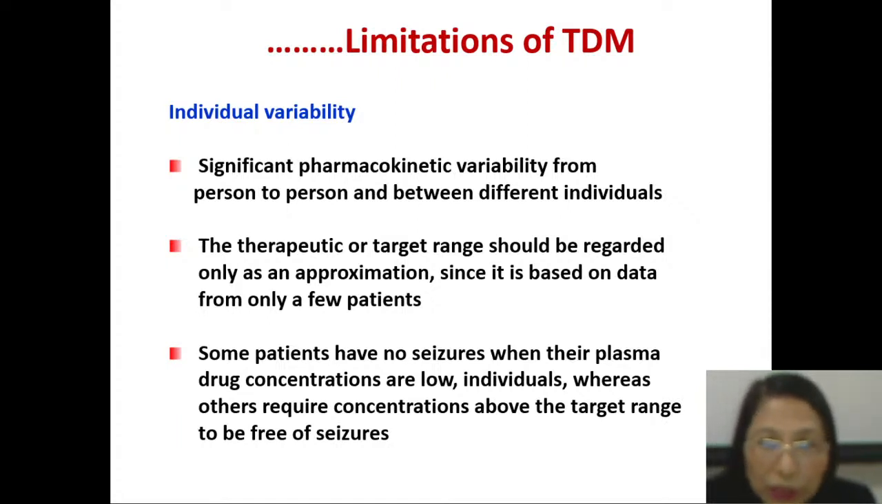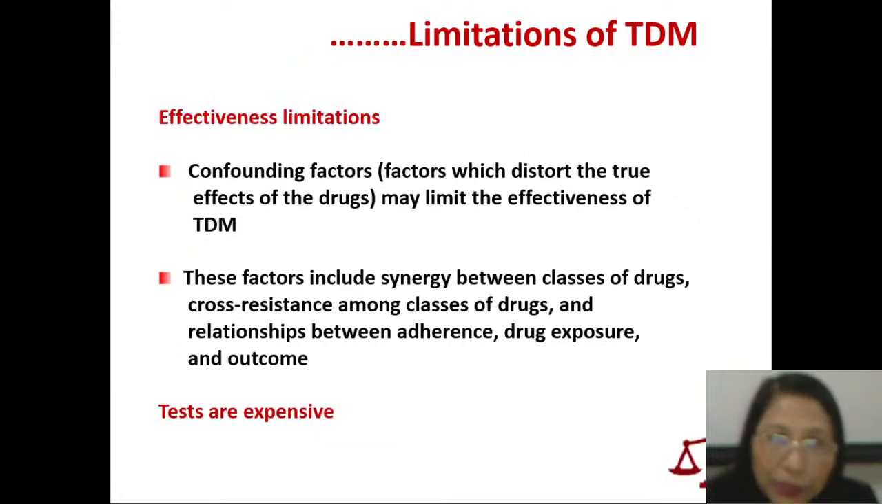So some patients will have some inter-individual variability. There are also effectiveness limitations like compounding factors. Factors which distort the true effects of the drugs may limit the effectiveness of the drug. These factors include synergy between classes of drugs, cross resistance among classes of drugs, and the relationship between adherence, drug exposure, and outcome. So there are certain compounding factors which you should take into consideration when doing a TDM.